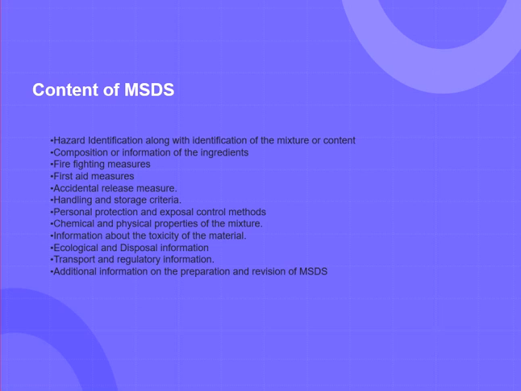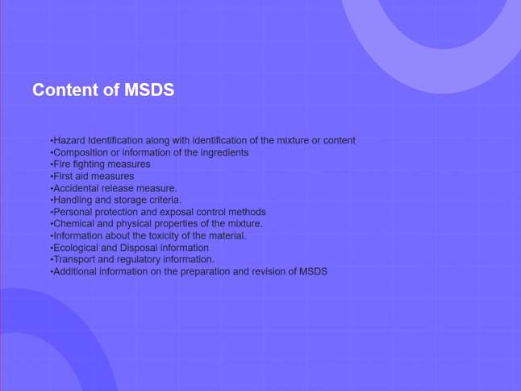The MSDS includes hazard identification, along with identification of the mixture, composition or information on the ingredients, then firefighting measures, first aid measures, accidental release measures, handling and storage criteria, personal protection and exposure control methods, chemical and physical properties of the mixture, and information about the toxicity of the materials which are carried on board, sometimes in containers, as well as whatever is used for maintenance purposes, and ecological and disposal information.